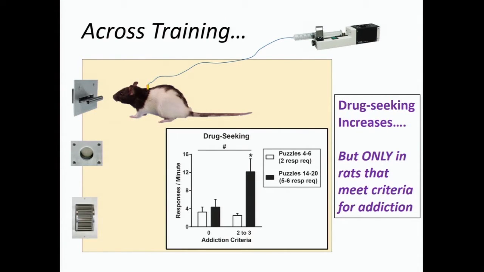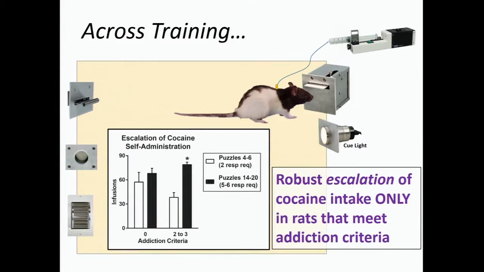Drug seeking increases, but only in rats that meet criteria for addiction. Another thing we can look at is this escalation of taking. Do the rats take more and more drug with repeated training? Again, you have the rats that don't really meet any addiction criteria. They actually start out somewhat high in terms of the number of infusions per session that they take, so around 60. They don't really change that much.